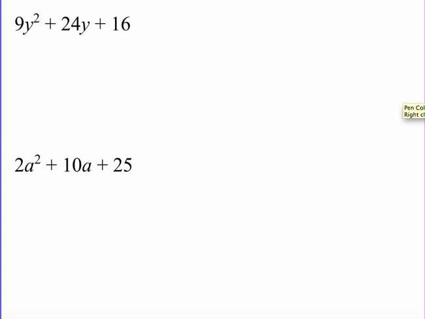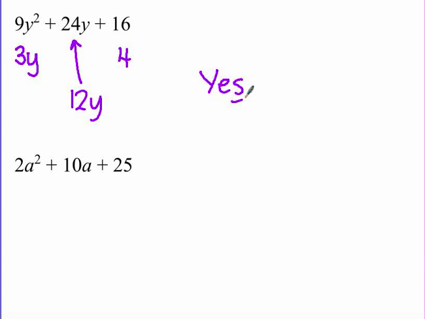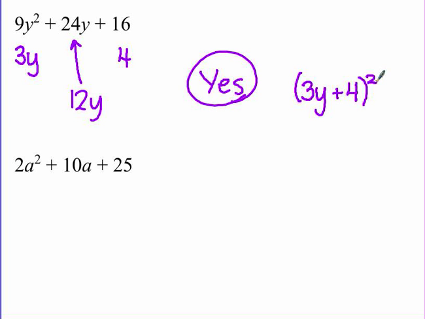All right, let's look at this one. 9y squared plus 24y plus 16. Okay, so first, is 9y squared a perfect square? What is squared to give me that? Okay, what about 16? 4. So now I take 3y times 4, which is 12y. Is the middle term twice 12y? So this is a perfect square trinomial. How would I factor that? 3y plus 4, quantity squared.